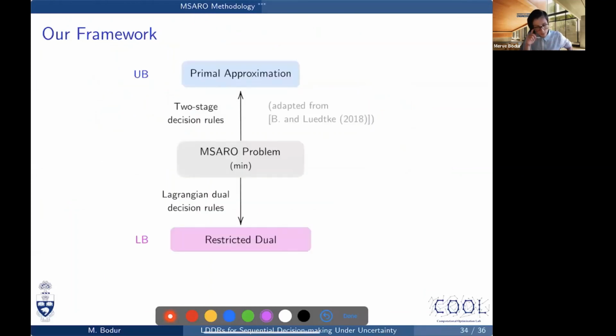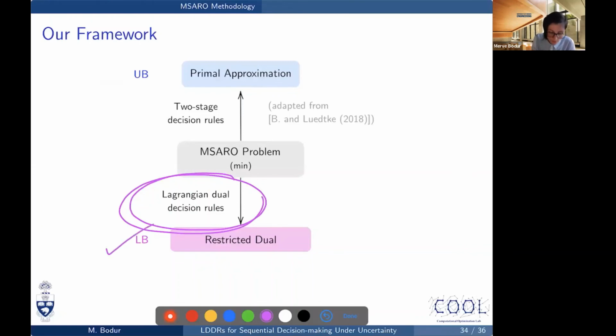In this upcoming work, for the dual side, we are again borrowing the idea that we had, Lagrangian dual decision rules, to obtain a lower bound on the true optimal objective of the robust problem. Here we don't have these dual guided decision rules, but we are borrowing from the recent literature direct primal decision rules, called two-stage decision rules, to obtain primal implementable policies and accordingly upper bounds.